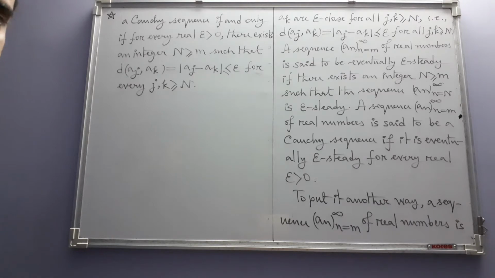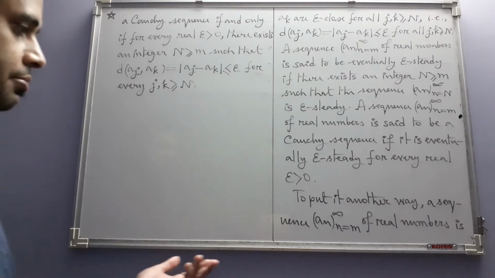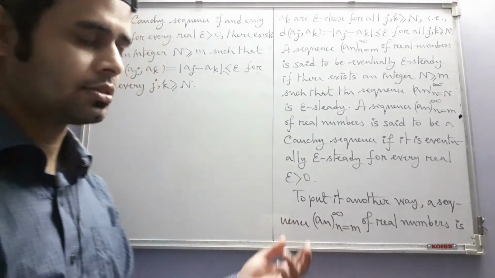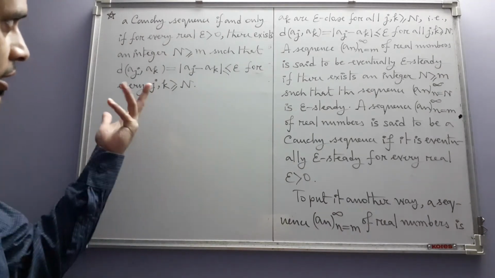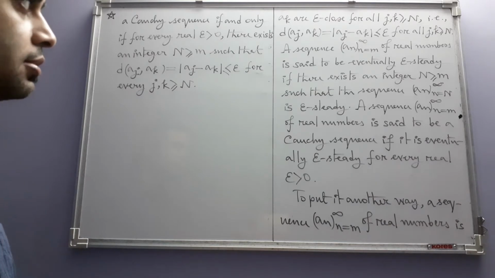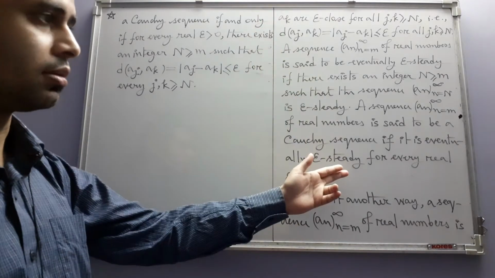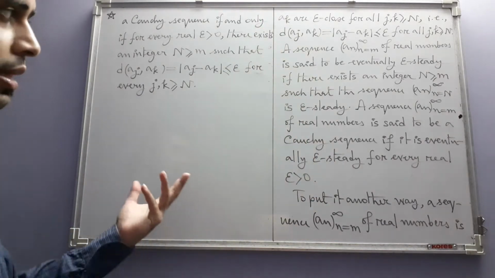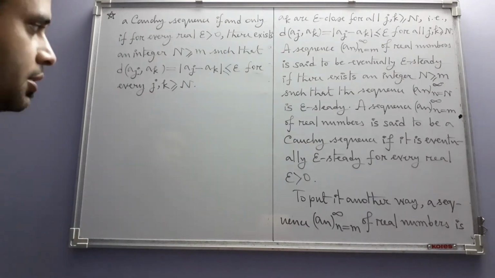So if this happens, then of course the sequence is Cauchy, and if the sequence is Cauchy, then this condition is true. So it is writing all the things in detail without going like this. It's another way of writing the same definition.